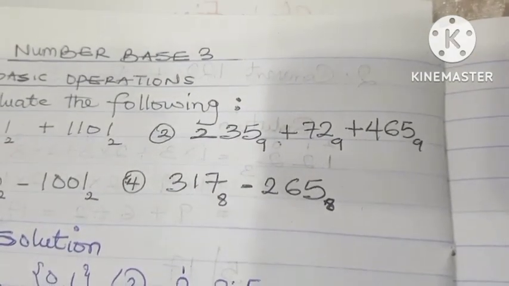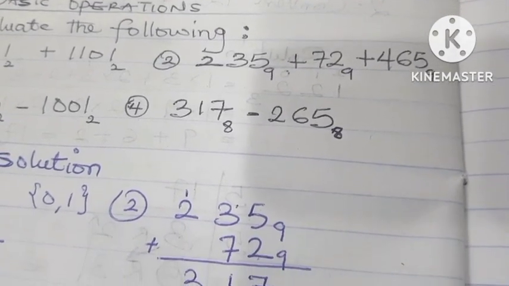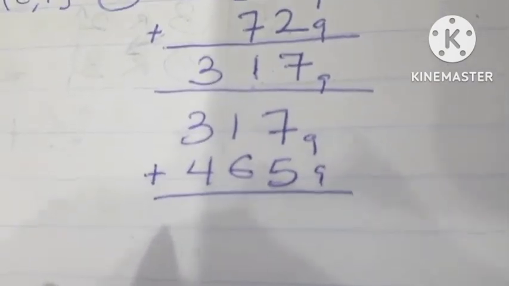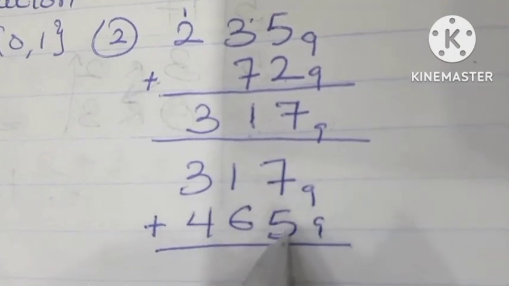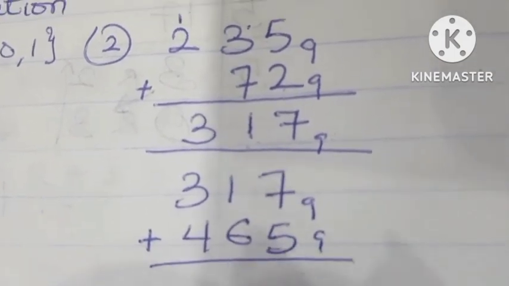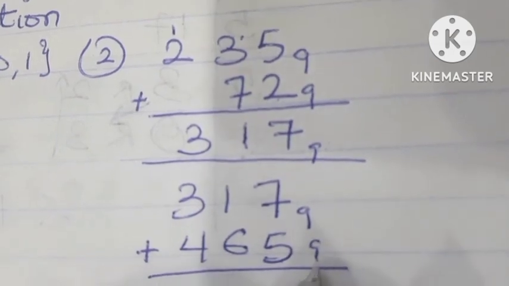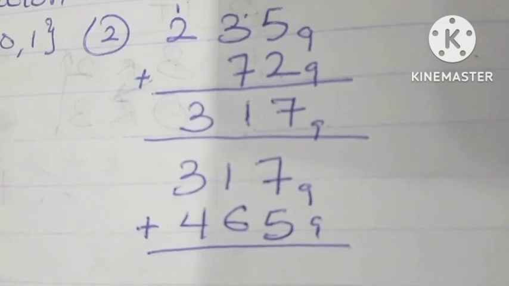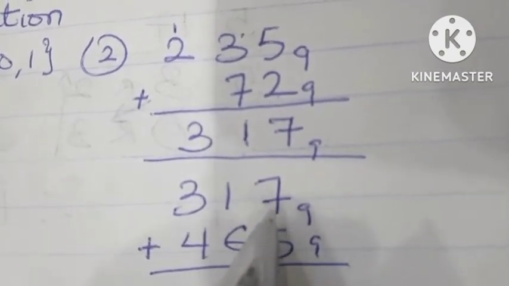The third one that I have here is 465 base 9. So adding it together, I will have 7 plus 5. That will give me 12. But I can't write 12 there because I'm dealing with base 9. Like I said earlier on, the highest digit I can accommodate in base 9 is 8. So I have to convert it.